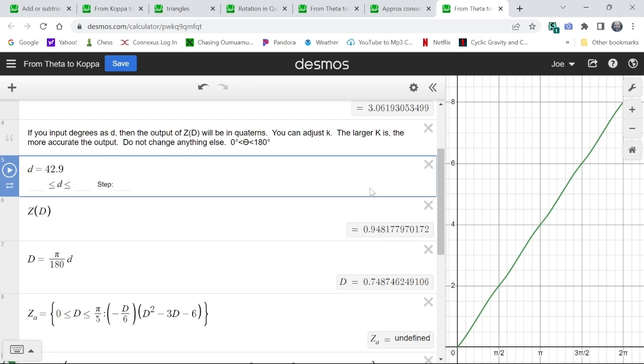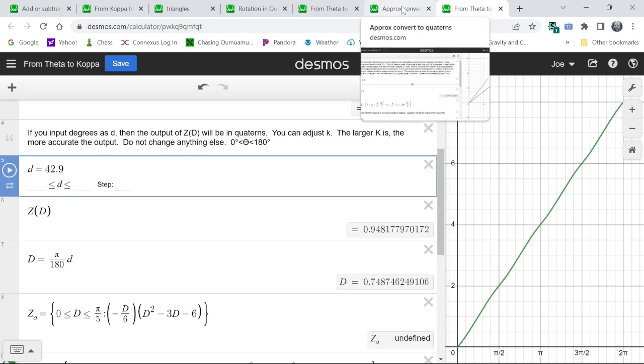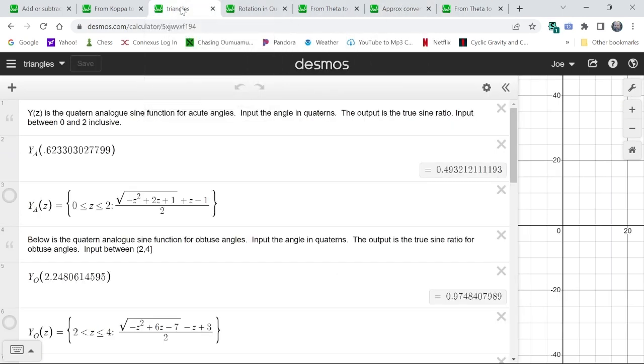Now, while I'm at it, I am going to go to another calculator site I have here, wherein you can put in the quatern measure, and y sub a, that is the sine output for any angle in the first quadrant. And we know that this quatern angle is in the first quadrant because it is less than 2. Quadrant 1, in terms of quaterns, is from 1 to 2. Okay, so we're in the first quadrant.